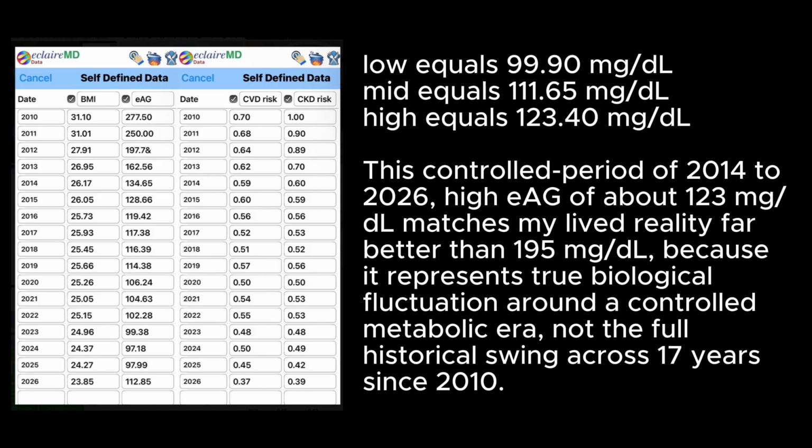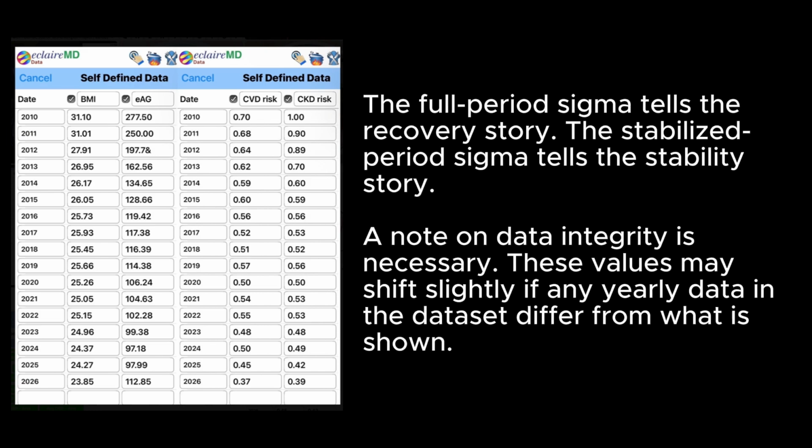In this controlled period of 2014 to 2026, a high EG of about 123 mg/dL matches my lived reality far better than 195 mg/dL, because it represents true biological fluctuation around a controlled metabolic era, not the full historical swing across 17 years since 2010. The full period sigma tells the recovery story. The stabilized period sigma tells the stability story.